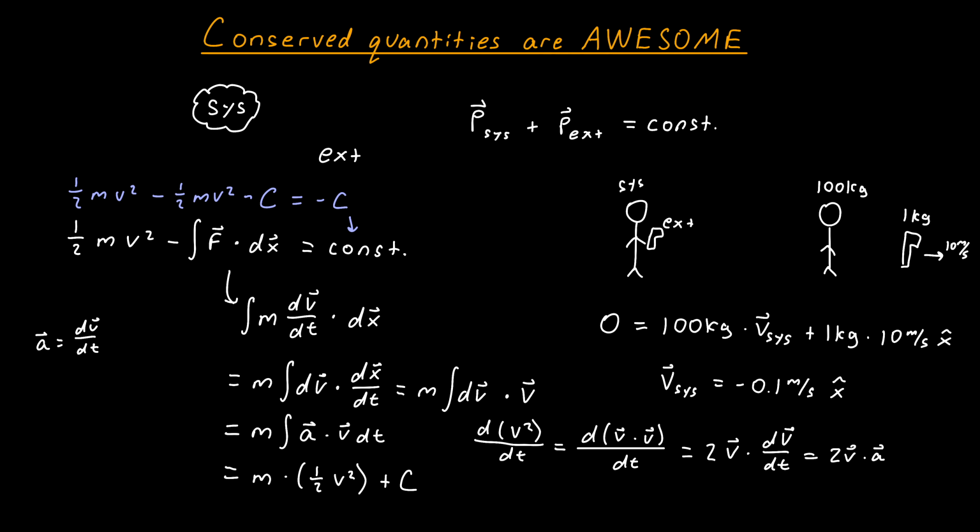This combination of 1/2 mv squared minus the integral of F dot dx, for whatever forces are acting on your system at any time, is going to remain constant as the state of your system evolves. And that combination is precisely what we call the energy of our system.